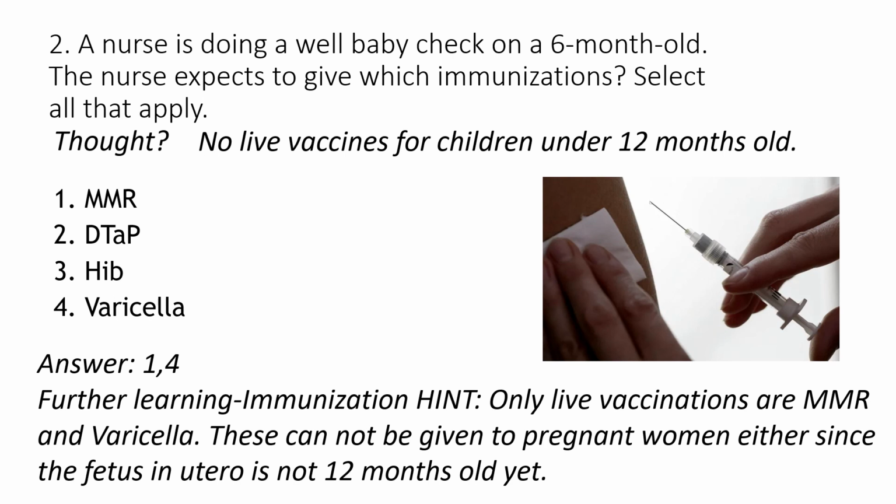And in the same way, if you see in the immunization hint, you can also remember that for the questions on which vaccines can pregnant women get. It's not that the pregnant woman can't get the vaccine, it's that it will harm the baby in utero. So just remember, any baby younger than 12 months old, even the baby in the belly, no live vaccines. No MMR, no varicella. Therefore, pick the ones that aren't either one of those, and you should get these answers right.